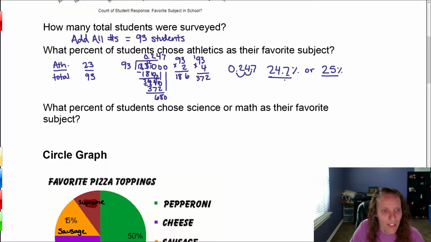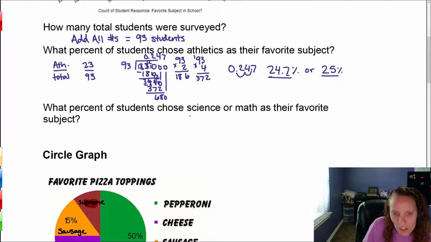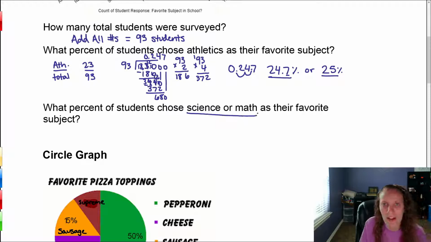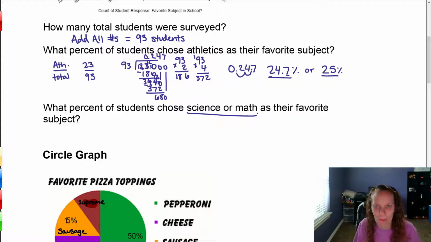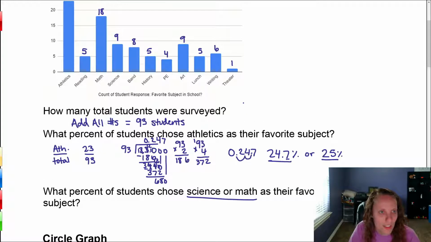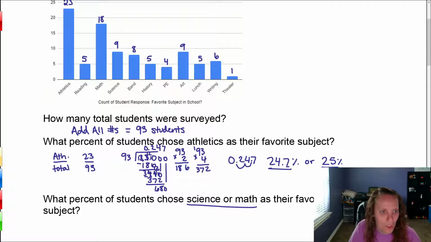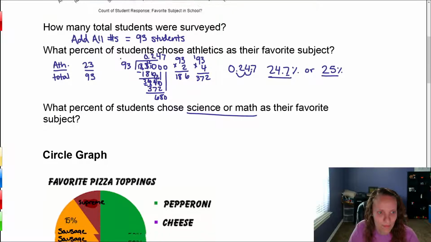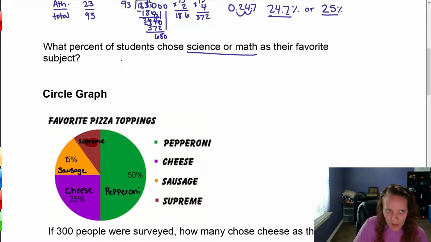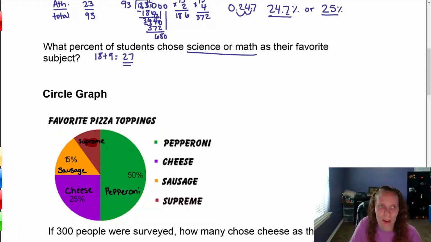Now it says what percent of students chose science or math. So we're concerned now with science or math. We're going to combine those together to figure out the percentage combined. So we need to know the number of science and math students. If you look above at the bar chart, math is 18 and science is 9. So to combine those together, we're going to do 18 plus 9, which would give us 27. And this is the combined answer for science and math.